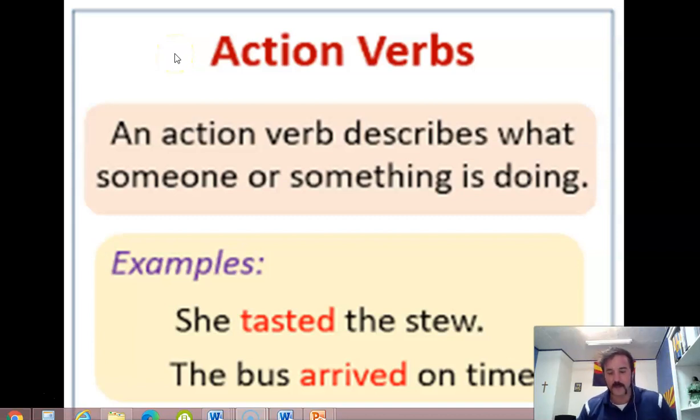Describes what the subject is doing. You always ask yourself, what is doing something? That's the subject. Then tell me what they're doing. That's the verb. That's what we're focusing on.